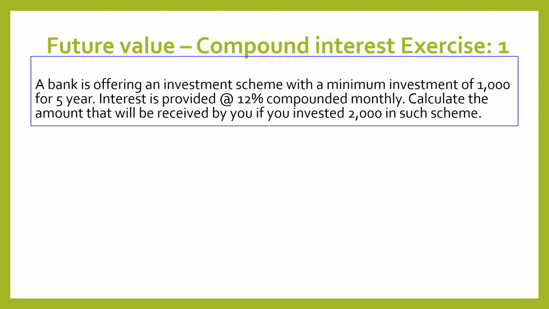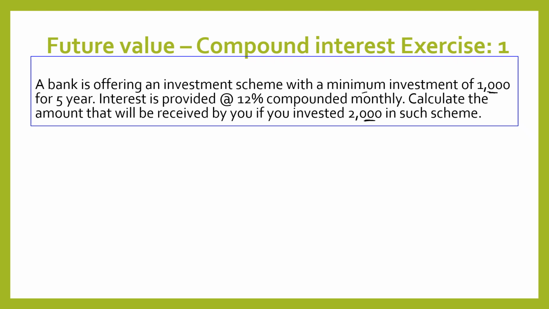Now just pay attention to the question. Here two values are given, 1000 and 2000. But this 1000 is not my P. This is not my present value. It is not my amount of investment. This is the minimum investment the bank is accepting. But the amount which is invested is 2000. So this is my present value. You have to keep this in mind.